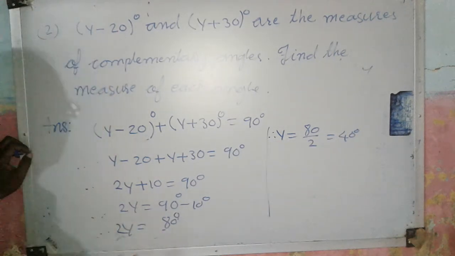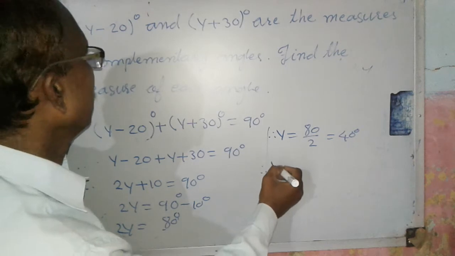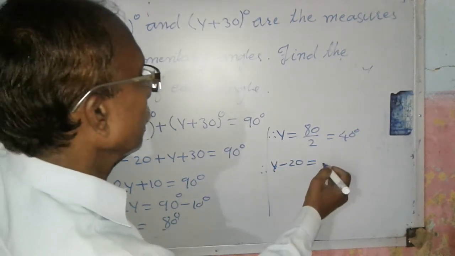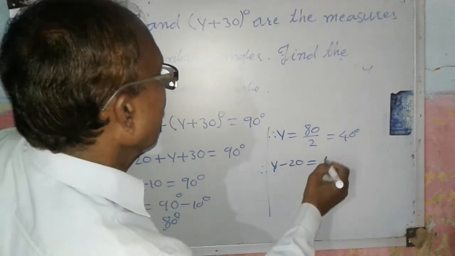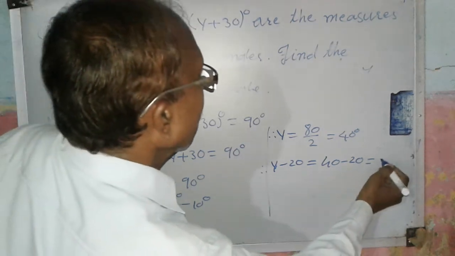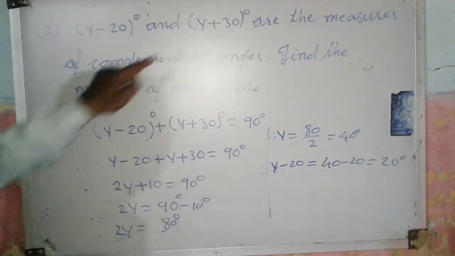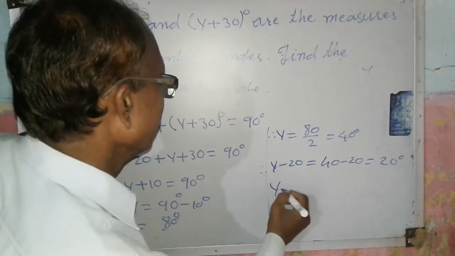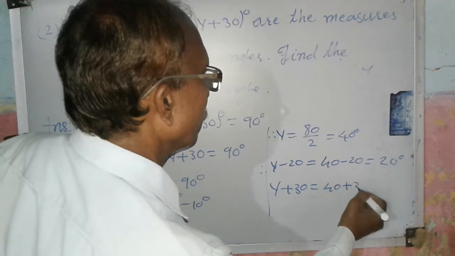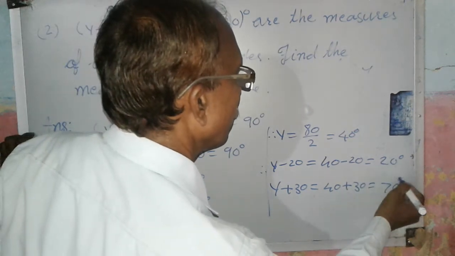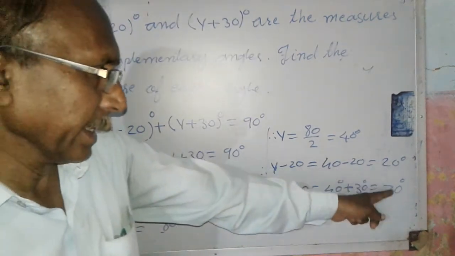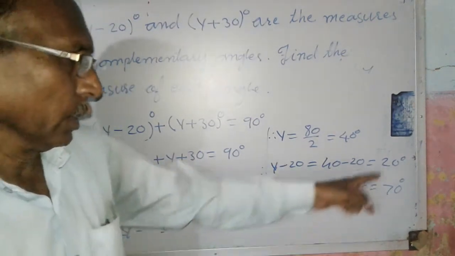Now see here, the first angle: y minus 20 is equal to, the value of y is 40, so 40 minus 20 is 20. And the second is y plus 30, which is 70. So those two angles are 20 degrees and 70 degrees. So it is your answer.